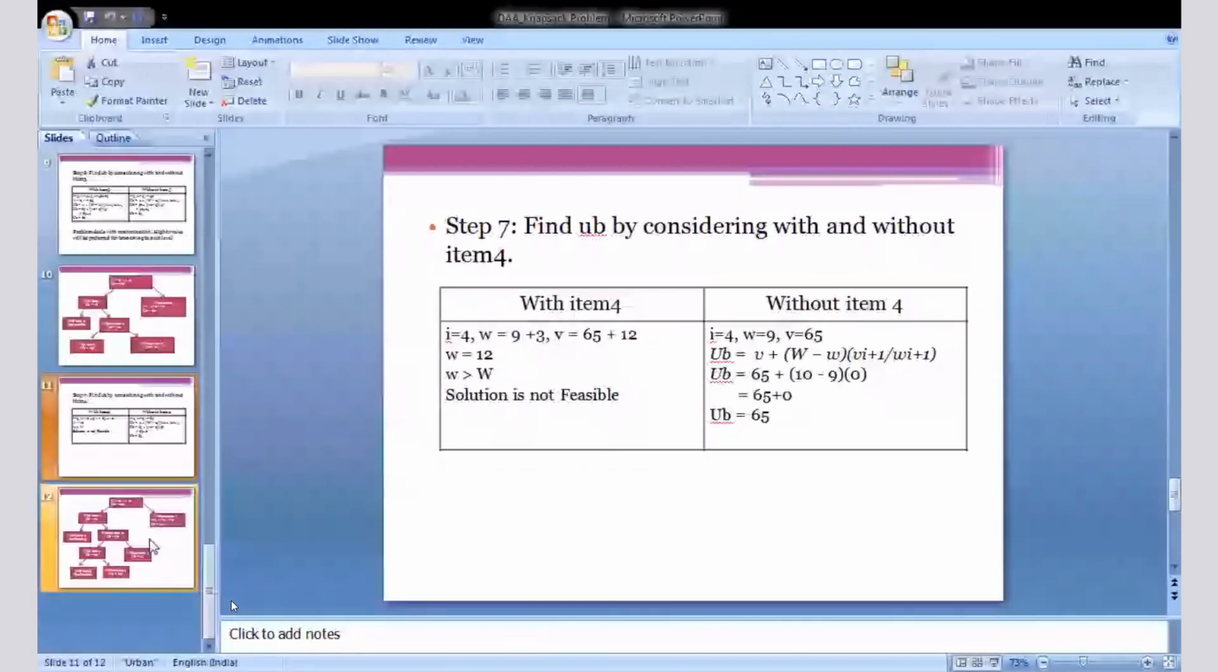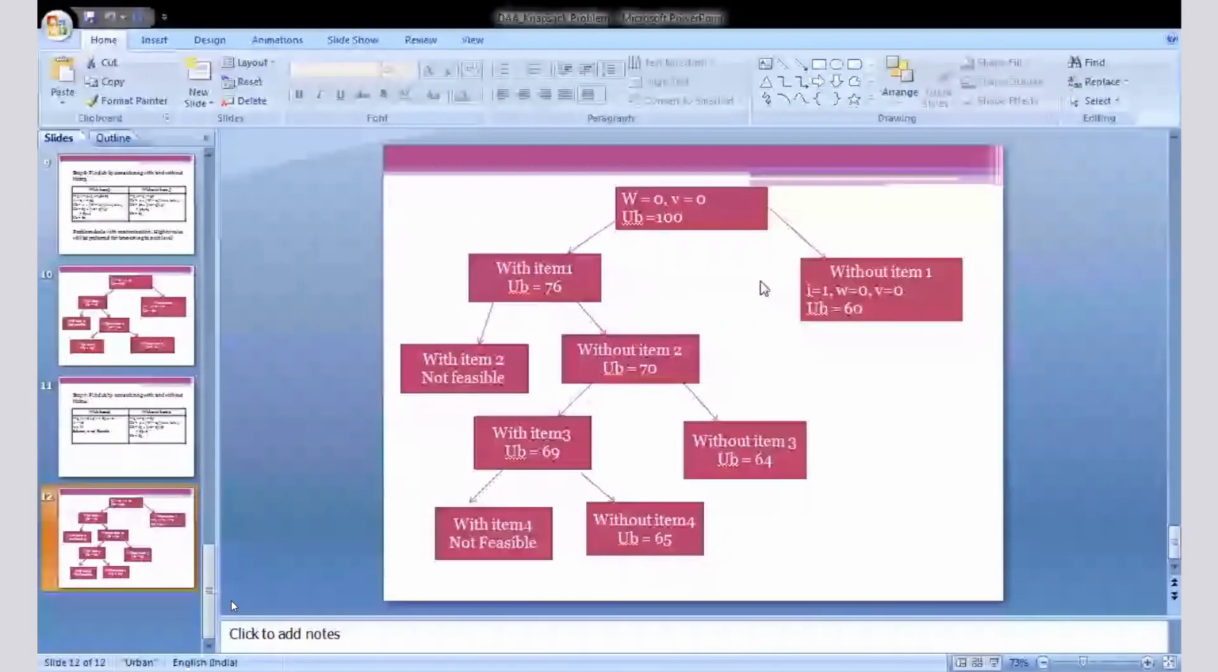So if you repeat in this manner, we can say the branch and bound approach could be used to solve this problem. So do you have any doubt?